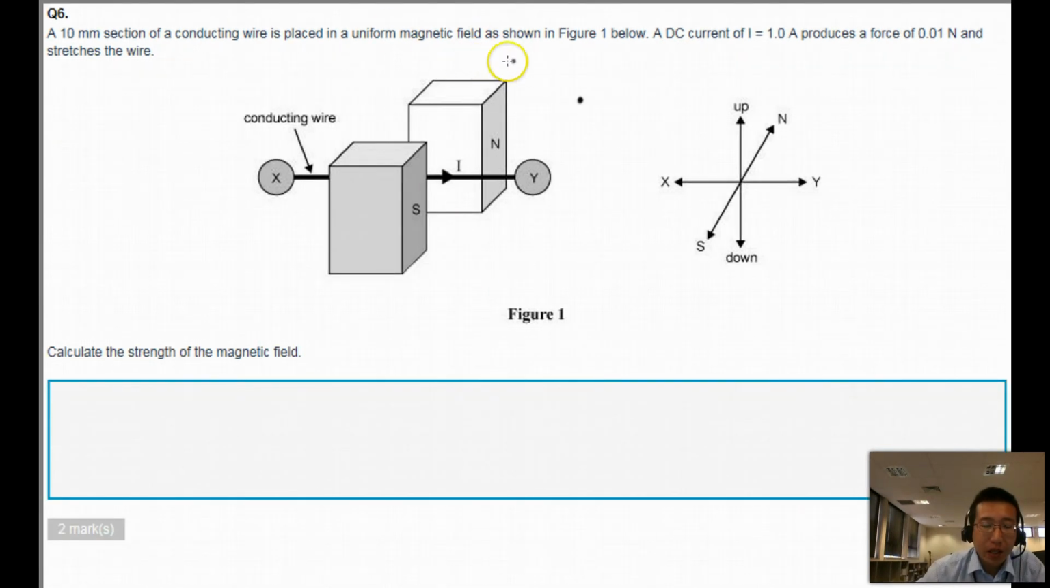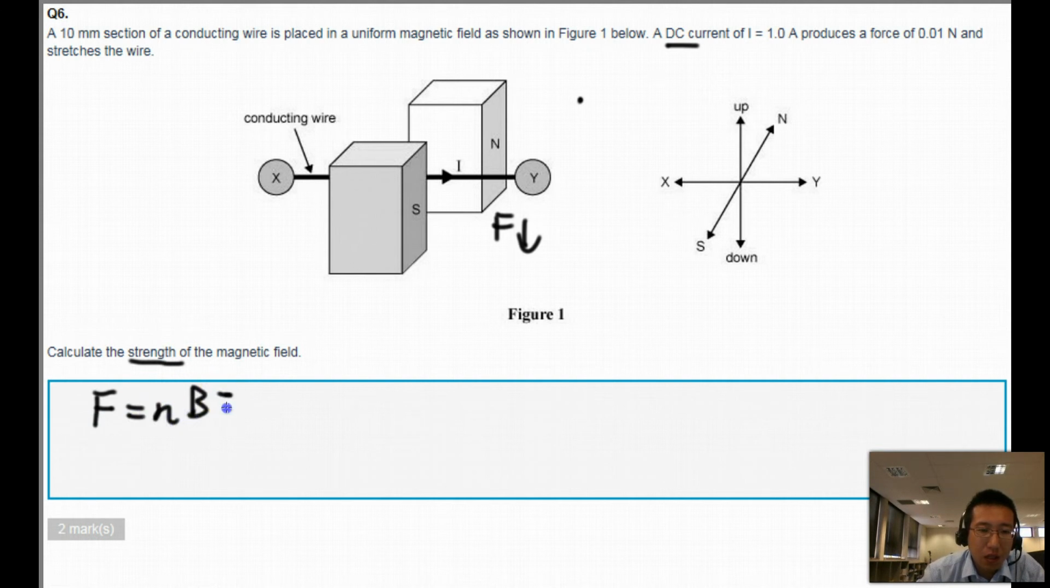Okay, for this question here, we have the same diagram, same current. Then we know the force actually goes down, and we need to find the strength of the magnetic field. Remember, write this equation down. B stands for magnetic field in Tesla.